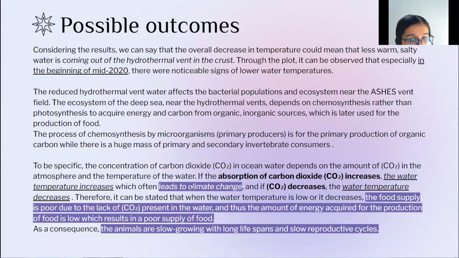If the absorption of CO2 increases, the water temperature also increases, which also leads to climate change. And if CO2 decreases, the water temperature also decreases. It can also be said that the food supply there varies because of the CO2, because in chemosynthesis, carbon is the inorganic input acquired for making the energy of food. So we can say there would be a lack of CO2 because the temperature is decreasing in the ecosystem. There would be slow-growing organisms with long lifespans and slow reproductive cycles.